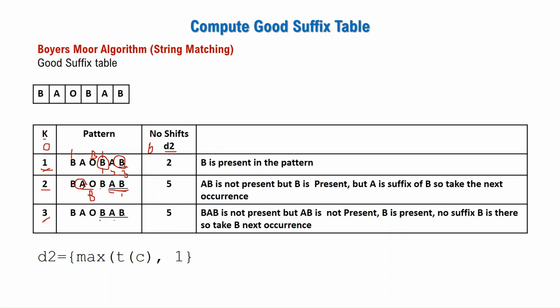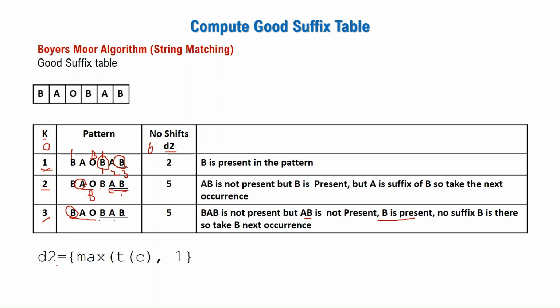So BAB. Is BAB repeated anywhere here? Nowhere is BAB repeated. But AB is repeated here? Nowhere is AB repeated. But B is present here. So you just consider where your B is. Your B is here. Consider this: 1, 2, 3, 4, 5. So you just consider 5 as your shift table value. So this is how you can construct the good suffix table.